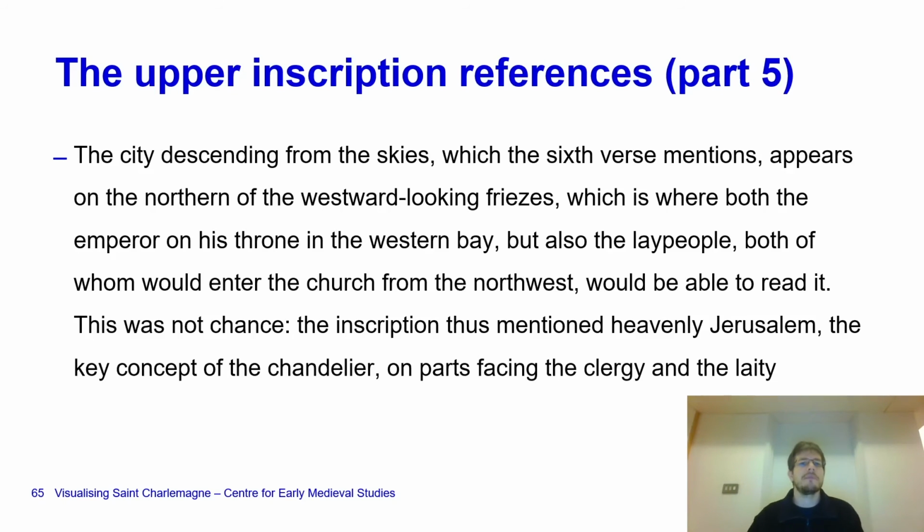Now the city descending from the skies, which the sixth verse mentions, appears on the northern of the westward-looking friezes, which is where both the emperor on his throne in the western bay, but also the lay people, both of whom would enter the church from the northwest, would be able to read it. This was not by chance. The inscription thus mentioned heavenly Jerusalem, the key concept of the chandelier, on parts facing the clergy and the laity, so all of the audience.